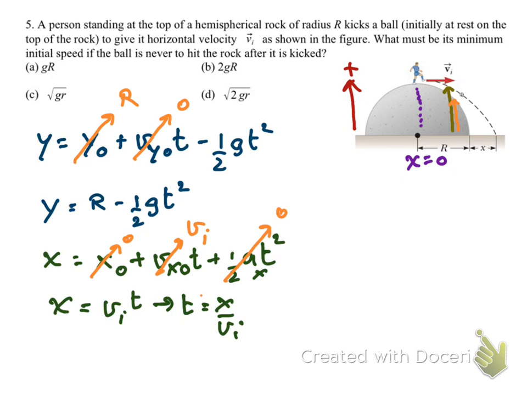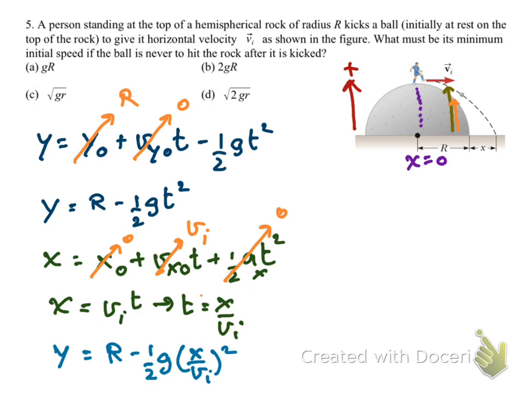If we put this t into the equation of y here, we have y is equal to R minus half of g times (x over vi) squared. So this equation gives us the trajectory of the ball. It gives the relation between the coordinates x and y of the ball.